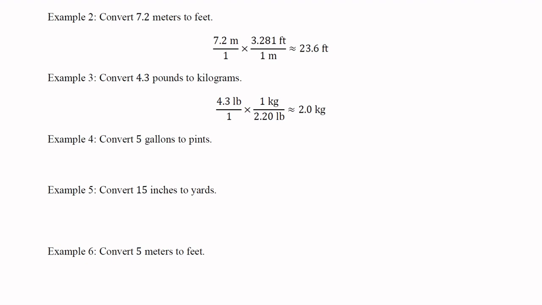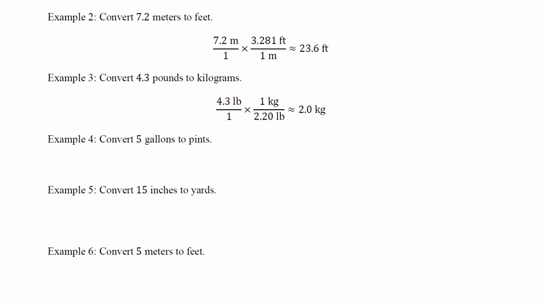Now, this is a rounded answer, okay? Don't just put 2 kilograms if you're told to round to 1 decimal place, because when you do the math, you'll probably find that there are numbers that follow that 0. So this is a rounded answer, 2.0 kilograms.